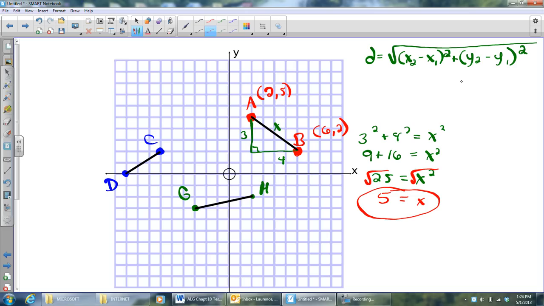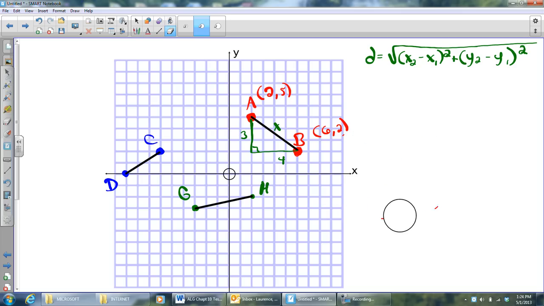And I'm going to use the distance formula. I'm going to erase this work for the Pythagorean theorem. Remember, I got x to be 5. Okay. Now I'm just going to fill in what I know. By this point of your algebra careers, I totally expect you to know that this is an x and that's a y. And I don't care which one's the first one and which one's the second one.